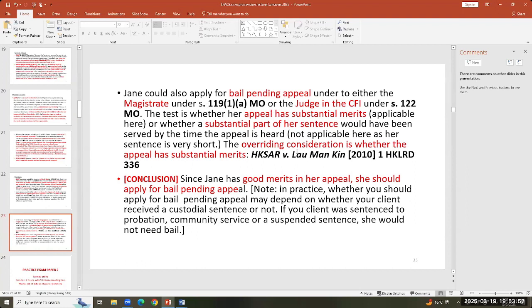Does her appeal have substantial merits? Would a substantial part be served before the appeal was heard? Overriding consideration, does the appeal have substantial merits? So here we would conclude she does have good merits in her appeal. She should apply for bail pending appeal.